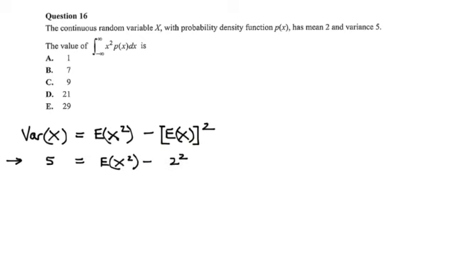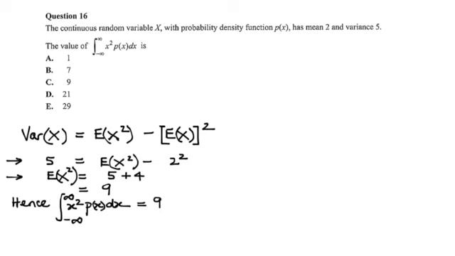Fleshing that out a bit more, we can say that 5 is equal to the expected value of (x squared minus 2) all squared, because we know that the mean is 2 and the variance is 5. So therefore, the expected value of x squared is 5 plus 4, which is 9. And that's what we're asked for. So therefore, the answer is 9, which is C.